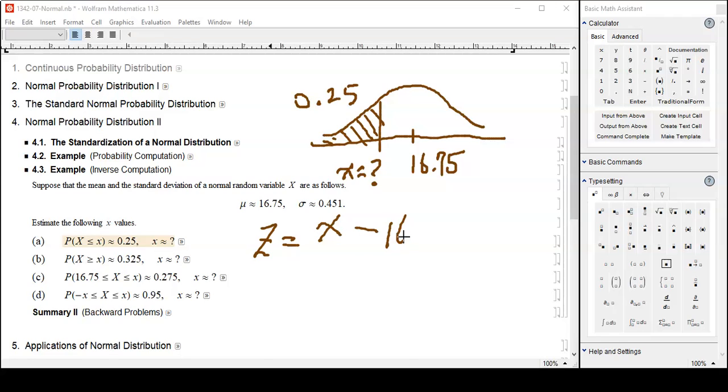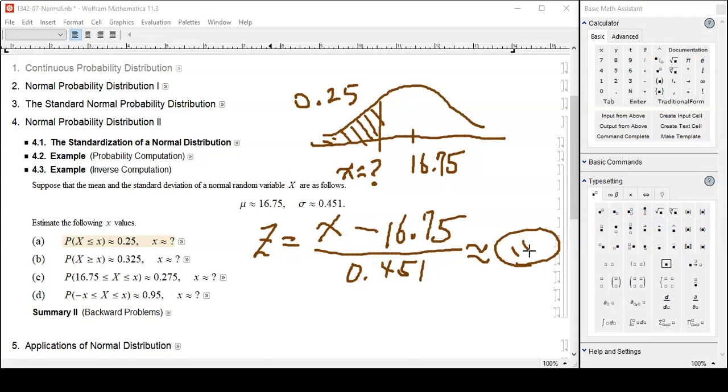So this x value you have to find out, minus center, 16.75, over SD, 0.451, and that has to be the appropriate z-score that you have to get from the z-table. You have to do some estimation. Now, once you have this z-value, all you have is just a linear equation. Solve it, and you're going to get the x value.